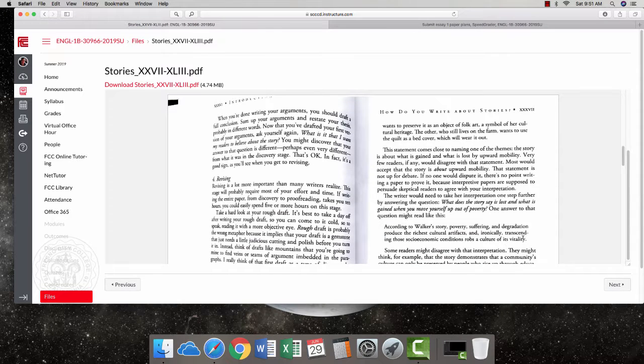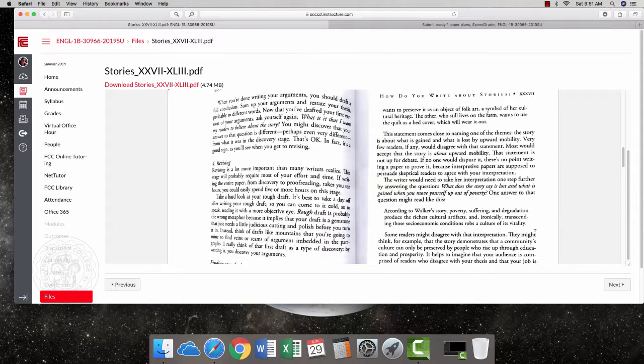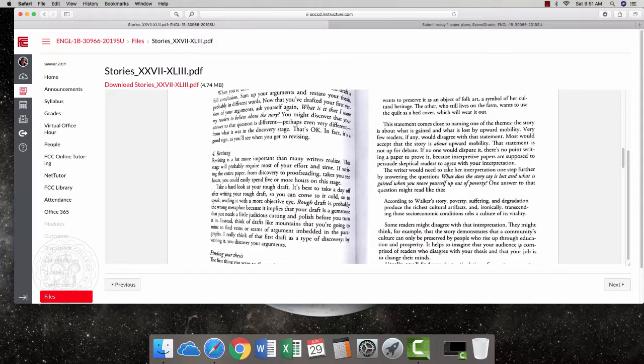The writer would need to take her interpretation one step further by answering the question, what does the story say is lost and what is gained when you move yourself up out of poverty? One answer to that question might read like this. According to Walker's story, poverty, suffering, and degradation produce the richest cultural artifacts, and ironically, transcending those socioeconomic conditions robs a culture of its vitality.